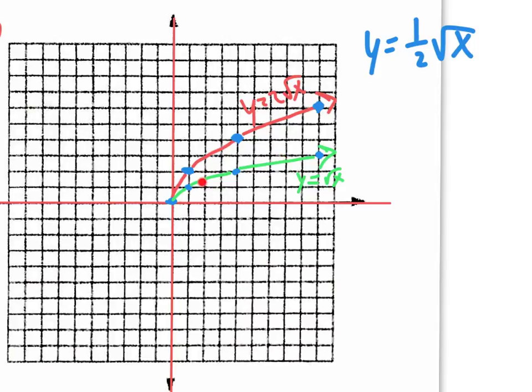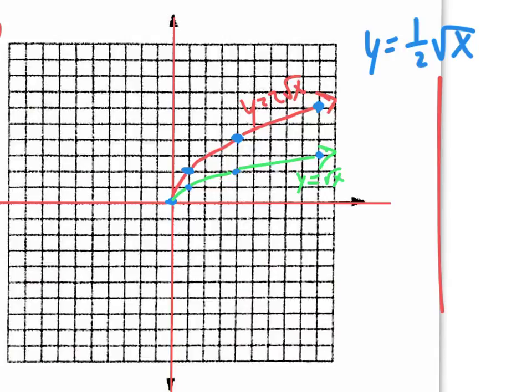Here's the parent graph. This one with the A value of 2 got stretched. From this coordinate, it got stretched to this one. From this one, it got stretched to this one. If it's a 1/2, this one's going to actually compress. It's going to shrink. It's going to get closer to the x-axis.